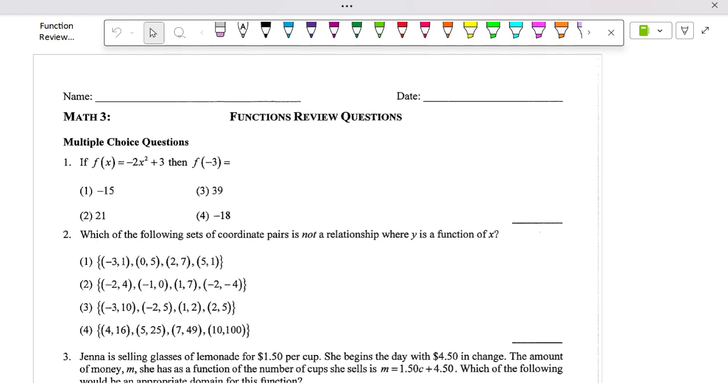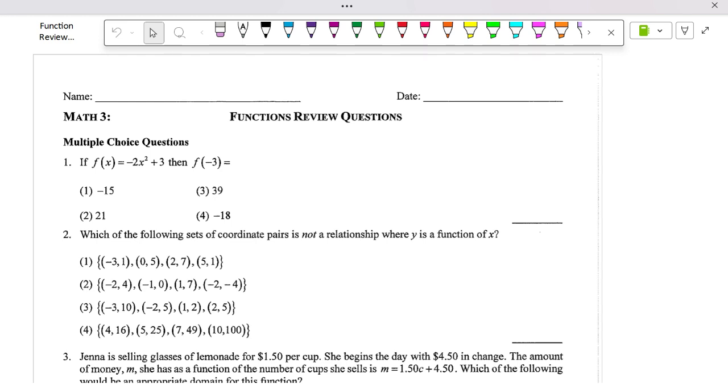Now, before we actually get into the new stuff, I want to take a minute and review the old stuff. This is stuff that you learned probably back in Math 1 and Math 2 about functions. So we're going to do some of these together and some of them on your own. All right, so let's just hop on into it.